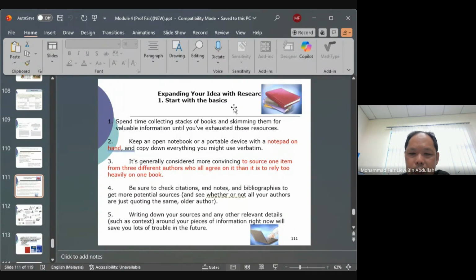Okay, expanding your ideas with research. Start from the basics. Number one, you have to spend time collecting a stack of books and skimming them for valuable information until you exhaust those resources.